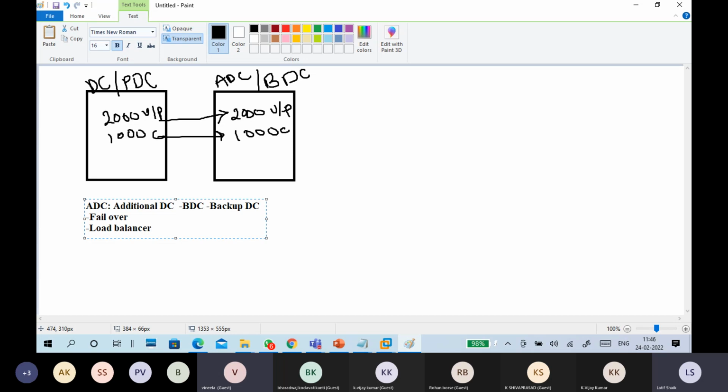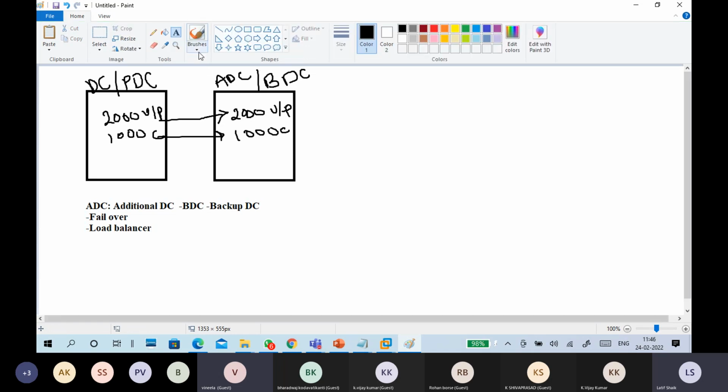What is failover and load balancing? Think of it as a server. A server can fail anytime, guys. It is an electronic device, so it can fail at some point. If my domain controller is down, no problem. We have an additional domain controller, so users' authentication does not stop. If something happens to the domain controller, no problem, the additional domain controller is there. That is called failover. So if the DC fails, no problem, the ADC is there.